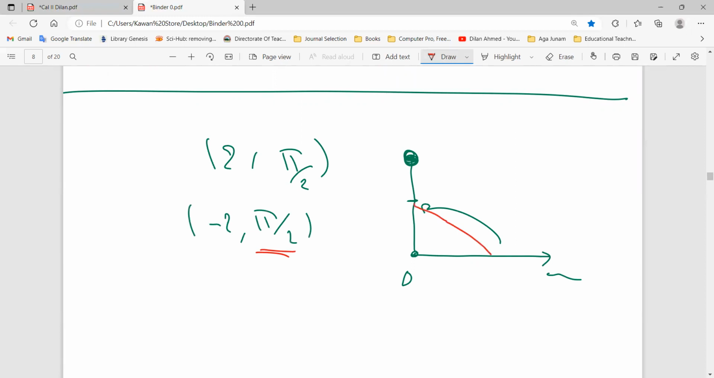So 1, pi over 2 here. But when I say minus 2, I'm going down. I say minus 2. The angle is the same, but the direction will change. I say minus 1, minus 2. So that one will be minus 2, pi over 2. I think now it's a little bit clear. So when I say minus, we go to the other side.